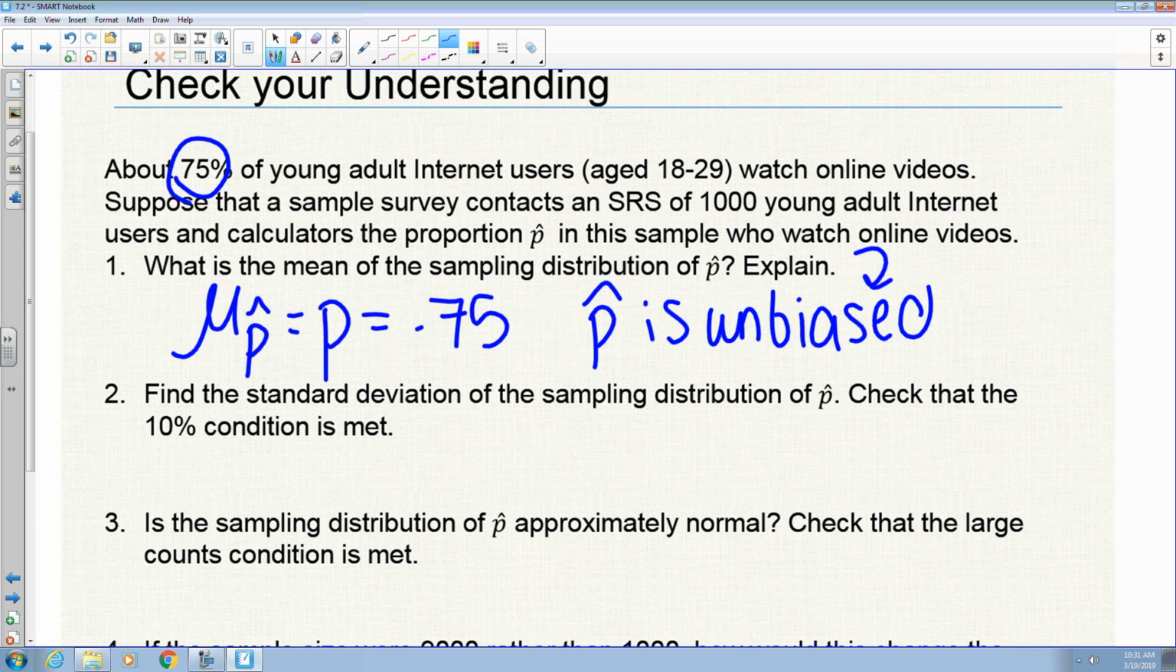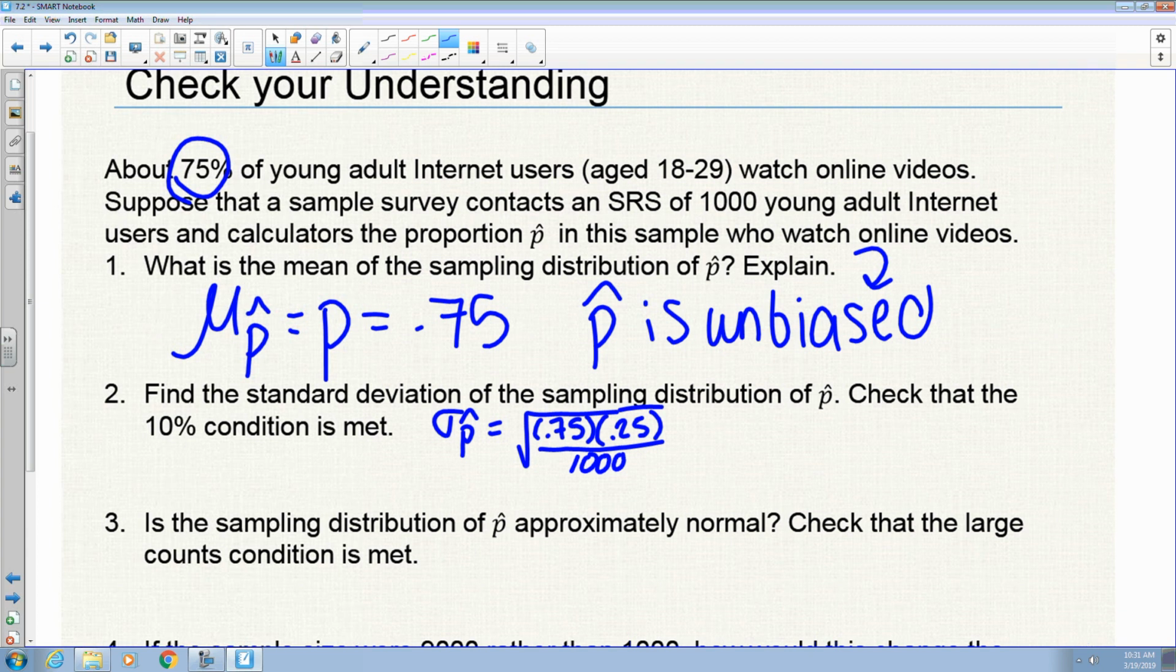That's our explanation there. Find the standard deviation of the sampling distribution of p hat, also checking that the 10% condition is met. So sigma of p hat is the square root of p, which is 0.75, times 1 minus p, which is 0.25, all over the sample size, in this case 1,000.